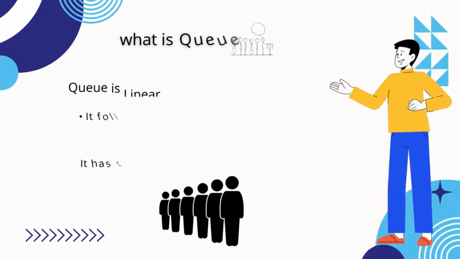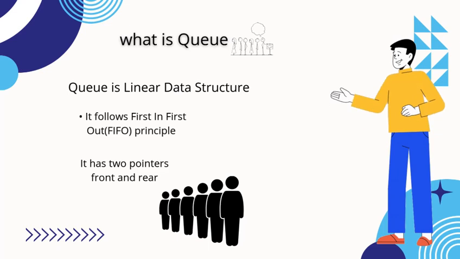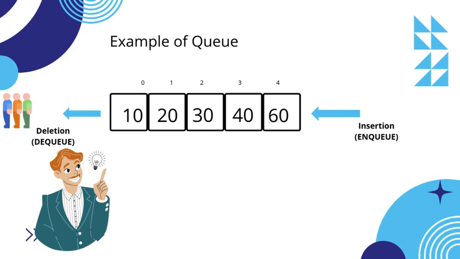What is Q? It is linear data. It follows first in first out FIFO principle. It has two pointers, front and rear. Here, the example of Q insertion at rear and deletion at front end.